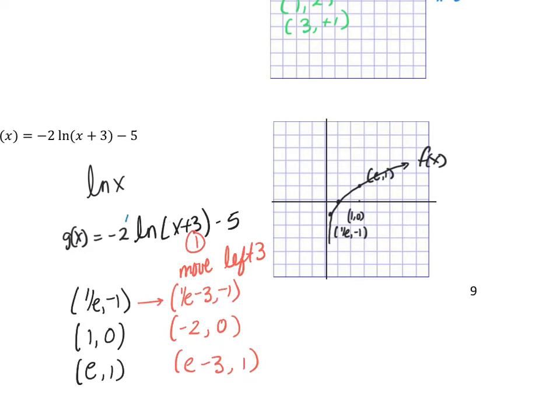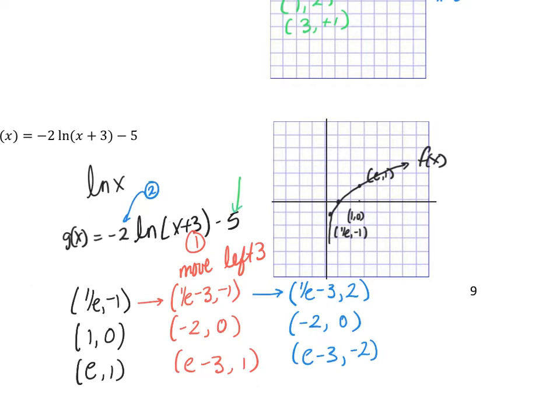The next thing I'm going to do is this 2. So I'm going to take all my y values and multiply all my y values by negative 2. So I have 1 over e minus 3, and then multiplying that negative 1 times negative 2 gives me a positive 2. And then I have negative 2, and then 0 is just going to be 0. E minus 3, and I have a positive 1 times a negative 2 makes that a negative 2. So that's the second thing that I did.